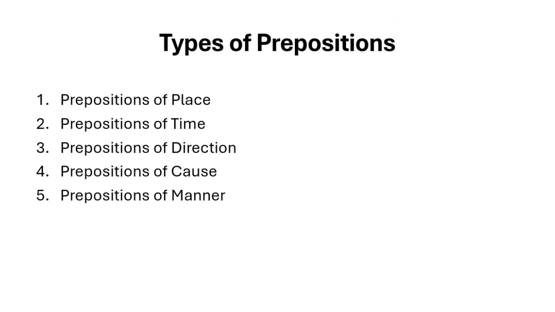Now let's see the different types of prepositions. First type is prepositions of place. Second is prepositions of time. Third is prepositions of direction. Fourth is prepositions of cause. The last one is prepositions of manner. Now we are going to see each of these types in depth.